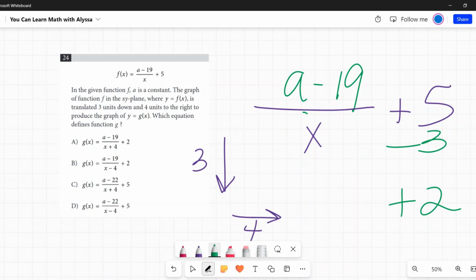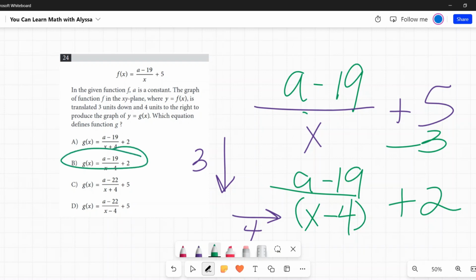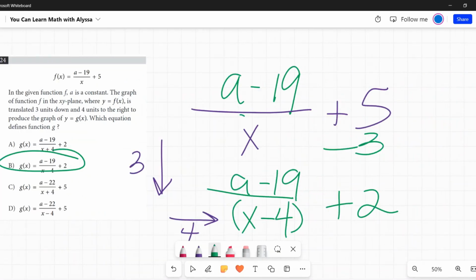So that thing on top, a minus 19, stays the same. But that x on the bottom, I want to move to the right 4. That is towards the positive x. So we do the opposite. It's going to be x minus 4. That's it. A minus 19 over x minus 4 plus 2, which is b. They really are just testing that knowledge that when you put in a number with that x, it's going to move it left or right. But the opposite, when you have the number sitting outside by itself, it moves it up or down directly. And that's your final answer.